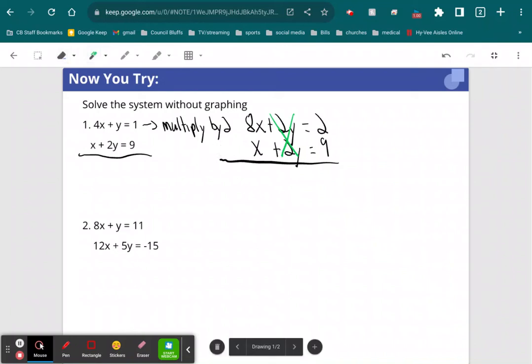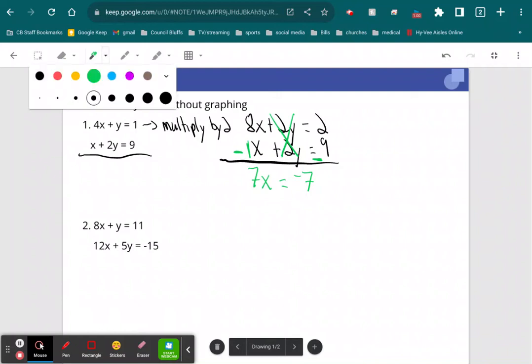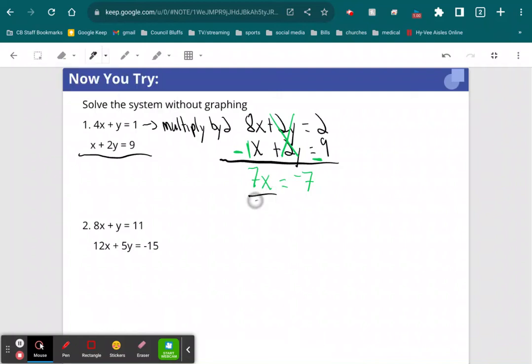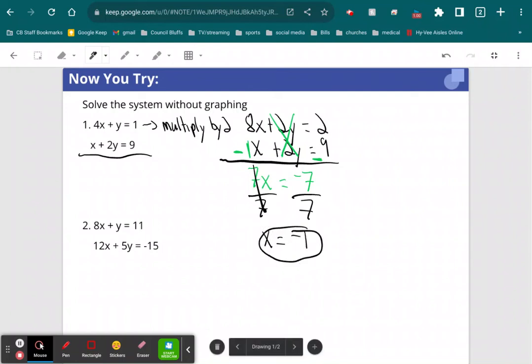8x minus 1x is 7x, and 2 minus 9 is negative 7. So when I subtract those equations, I get 7x equals negative 7. So I can finish this off by dividing both sides by 7. And x equals negative 7 divided by 7, which is negative 1. So x equals negative 1.